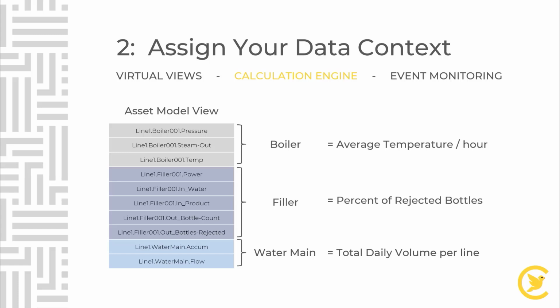If we look at our asset tags of a boiler, we can see there is a temperature tag. Every 5 seconds or 1 second, it's pulling data to get that new temperature. We could run a calculation anytime there's a boiler to ask it to use the temperature tag and give us an average 60-minute temperature for that tag. Just like for the filler, we could use the out bottle count and out bottles rejected to determine the percentage of rejected bottles.